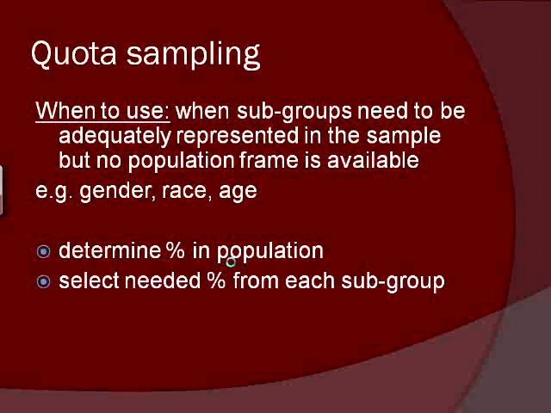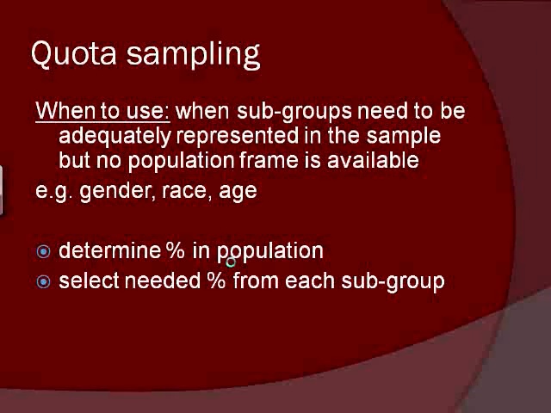Oftentimes, when we study issues related to party affiliation, like views on different issues, for instance, or support of candidates, variables like gender, race, and age, all of those variables are important predictors of your political attitude and your party affiliation. So it might be important for political studies to have accurate gender, racial, and age breakdown for your sample, even if your sample is just a convenience sample.